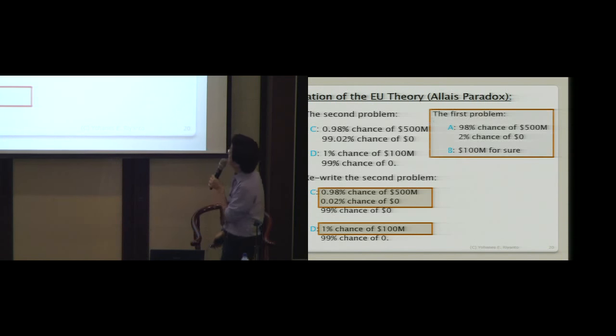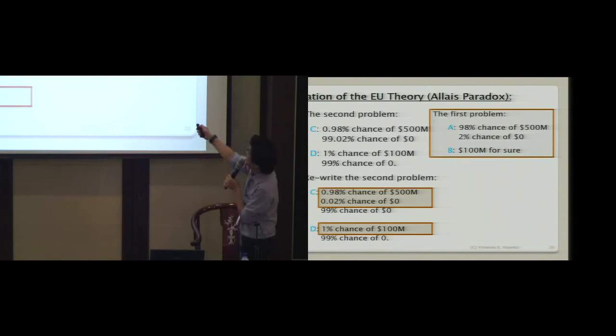And that is the first problem, option A and option B. 98% chance of 500 million, 2% chance of 0, and $100 million with 100% chance for sure. What do you see between C and D here and that? This pair is constructed using this. You throw in a probability of option C.